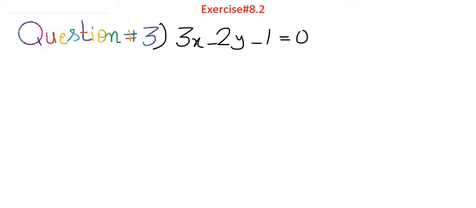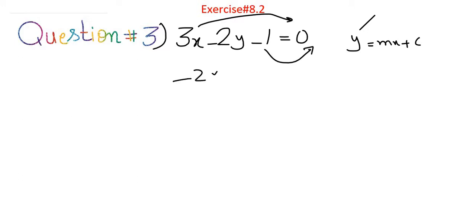You can see this is a line, and first of all we write it in the standard form, that is y is equal to mx plus c. You can see y is on the left side of the equal sign, so I separate y and I shift 3x and minus 1 to the right side. Here I get minus 2y is equal to minus 3x, and minus 1 becomes plus 1 on the right side.